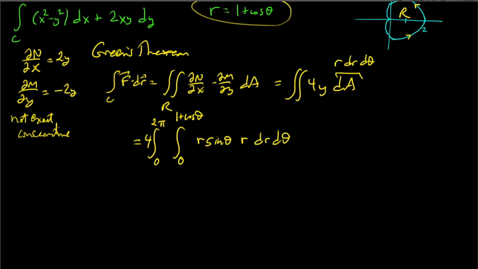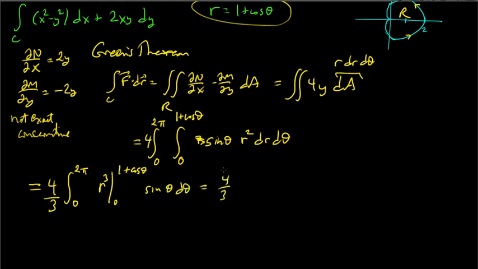All right, so let's just work this out. 4 times the integral from 0 to 2 pi. So we're going to get r squared, right? The integral of r squared is 1/3 r cubed, but we're evaluating that between 0 and 1 plus cosine theta. So we're going to get 4/3 times the integral from 0 to 2 pi of 1 plus cosine theta, the whole thing cubed, times sine theta d theta.